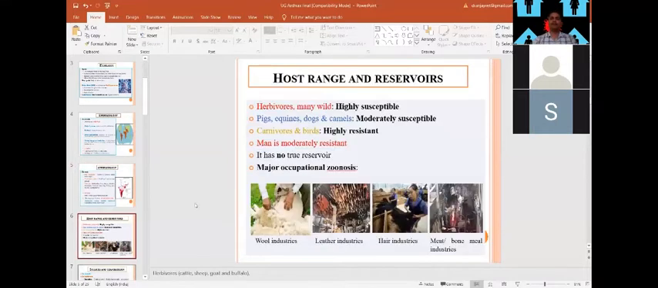Now, regarding hosts, mainly herbivores and many herbivorous wild animals are highly susceptible to this disease.